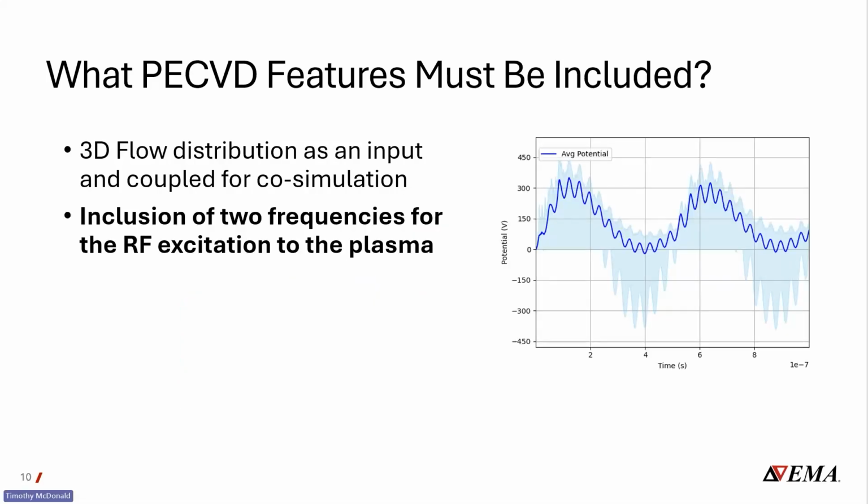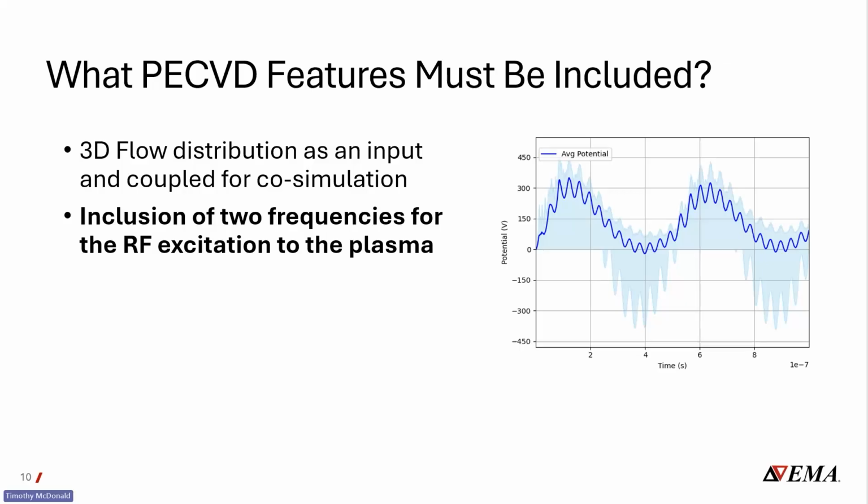The next thing is we need to include two frequencies for the RF excitation to the plasma. When we're doing PECVD, the dual frequency RF excitation is one of the knobs process engineers use to control the PECVD plasmas.